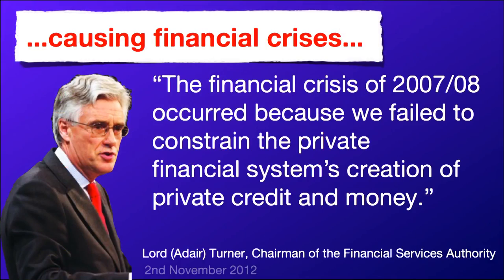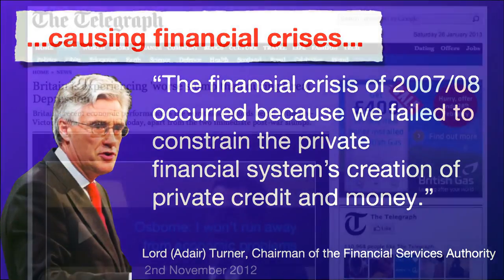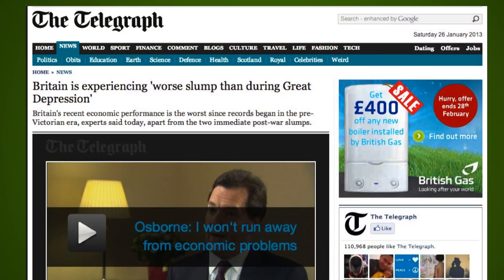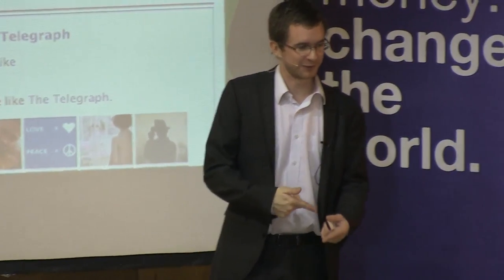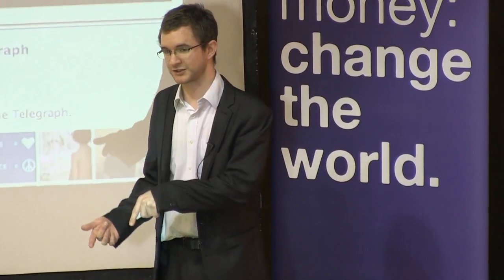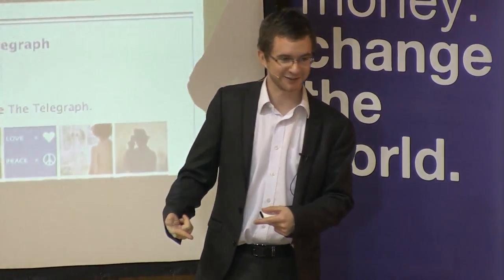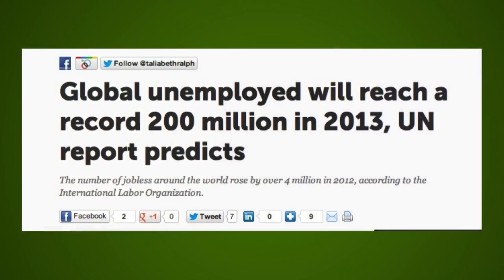Some of the headlines that have been coming out of the last couple of days are getting worse and worse. Britain is experiencing a worse slump than during the Great Depression. For a while, we've been talking about how we're in recovery, growth has been 0.1%, and then now we're back into the double dip recession, and then we're back into recovery again, and now we're back into the triple dip recession. This is a real roller coaster.